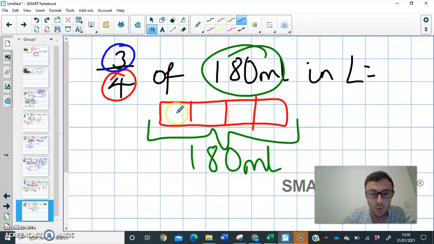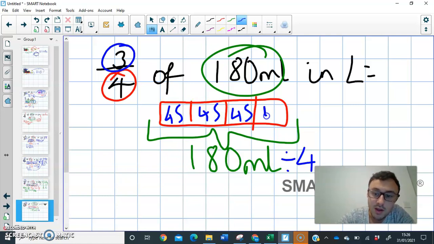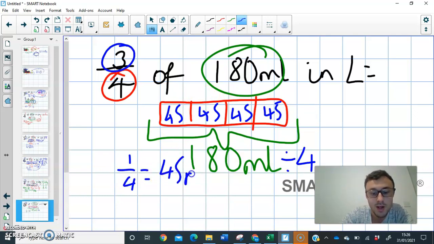Now, I need to work out what 1 is first, and I'm going to divide it by 4 because my denominator is 4. 180 divided by 4. Remember, if I'm dividing by 4, I can half it and half it again. Half of 18 is 9, so half of 180 is 90. Half of 90 is 45. So each of these are worth 45. And that would be millilitres in this question. So 1/4 is 45 millilitres.